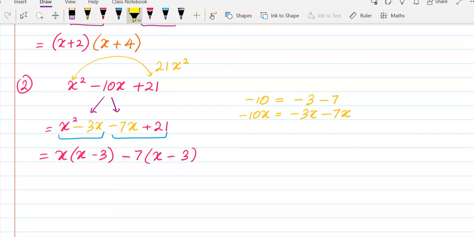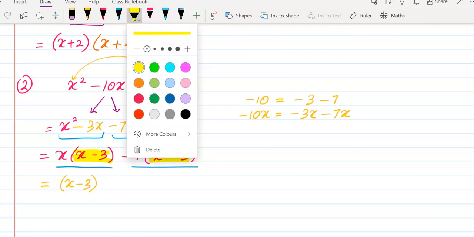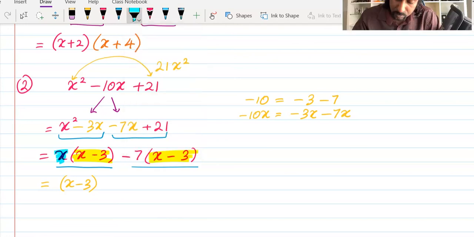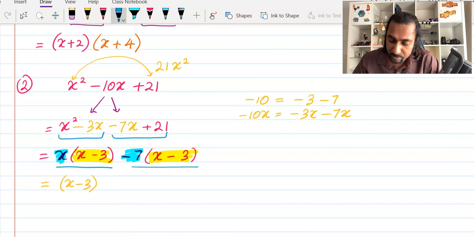By the way, if you look here, the two brackets must be exactly the same for us to proceed. Therefore, I should get exactly the same, which in this case is x minus 3, the common factor for these two terms. What are the terms? The whole term here, x times x minus 3, and negative 7 times x minus 3. The x minus 3 is in common. Now what is the leftover? x minus 7.